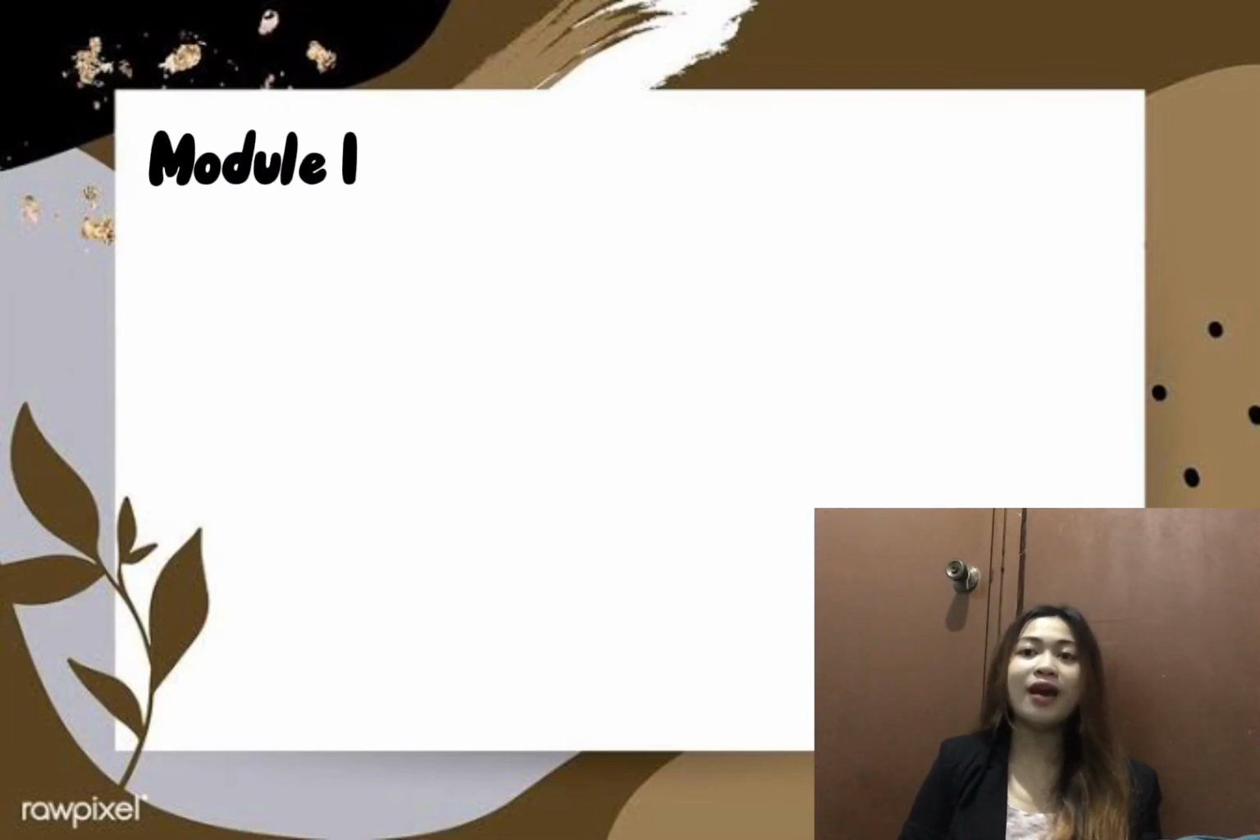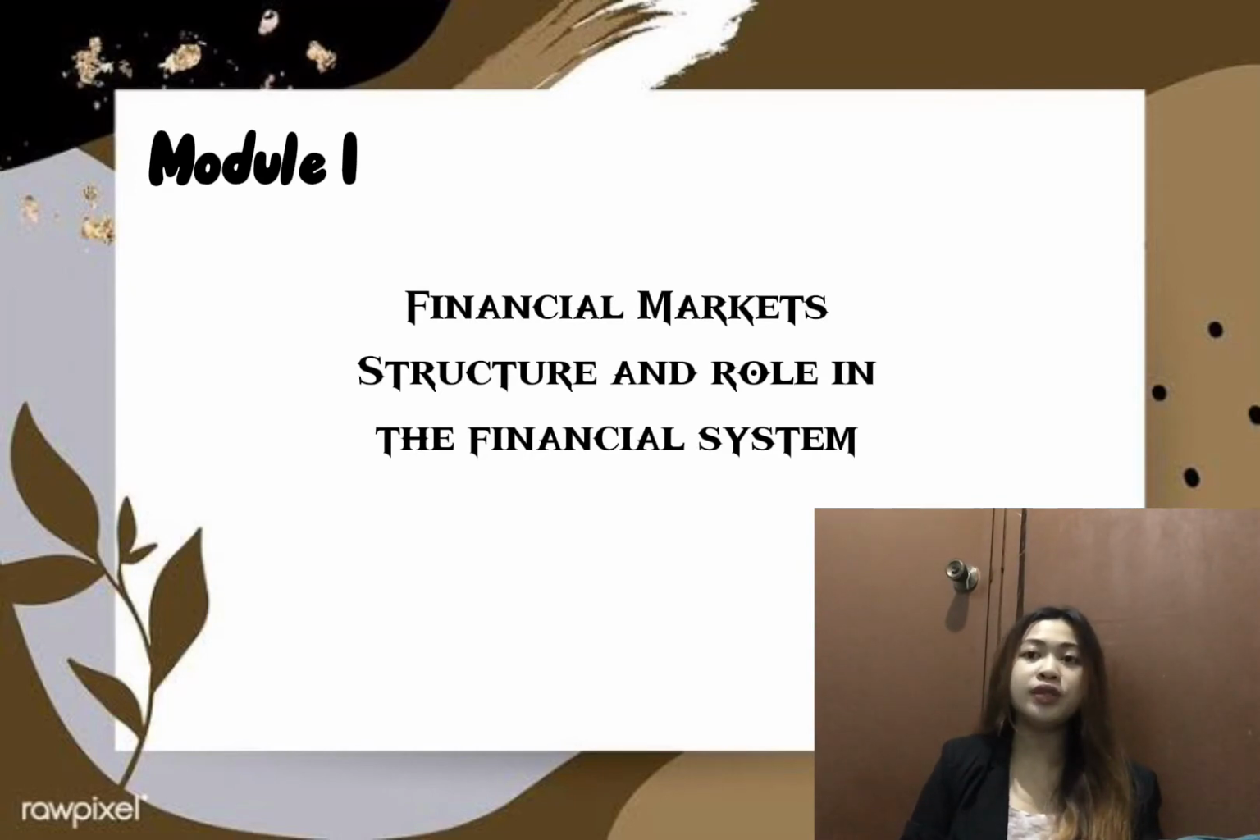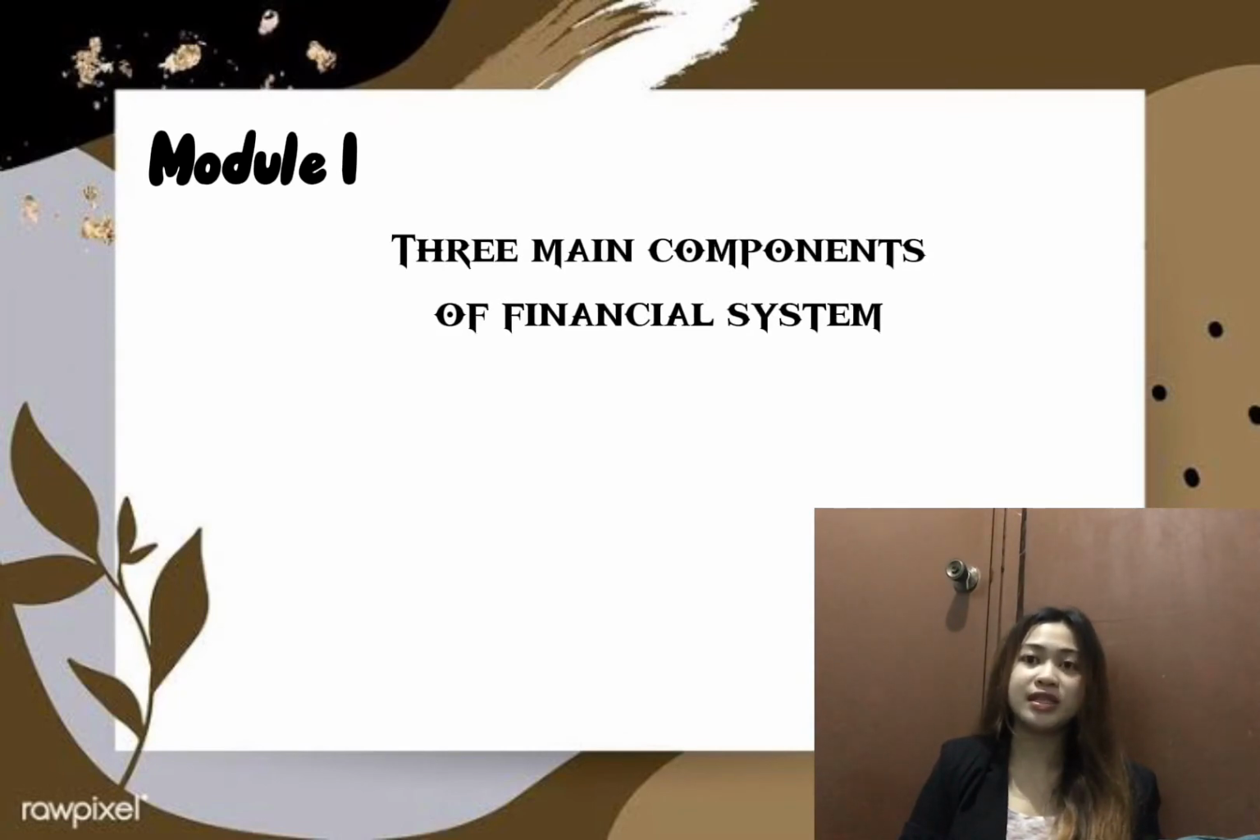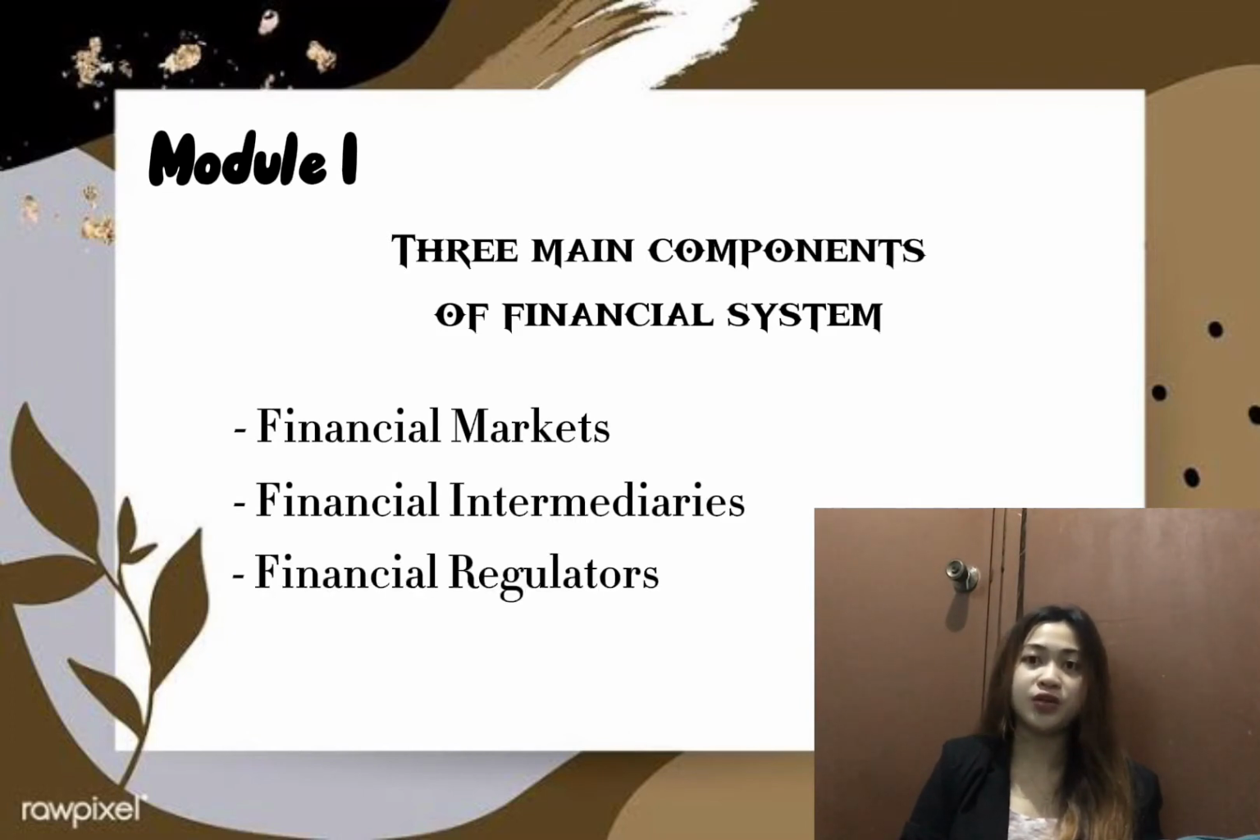In Module 1, I have learned the information and ideas regarding the financial market structure and role in the financial system. First, I learned the three main components of financial system, including the financial markets, financial intermediaries, and financial regulators. I learned their definition and especially their roles in financial system. I learned that financial instruments are being traded in financial markets, while financial intermediaries play a role in performing efficient allocation of funds, and financial regulators ensure the fair treatment of participants in a financial transaction.